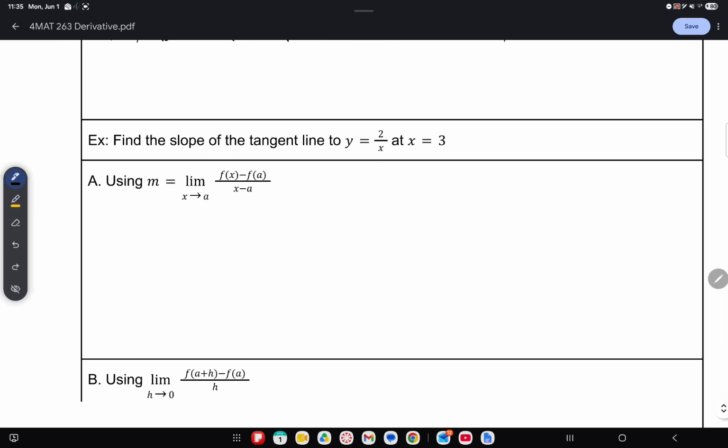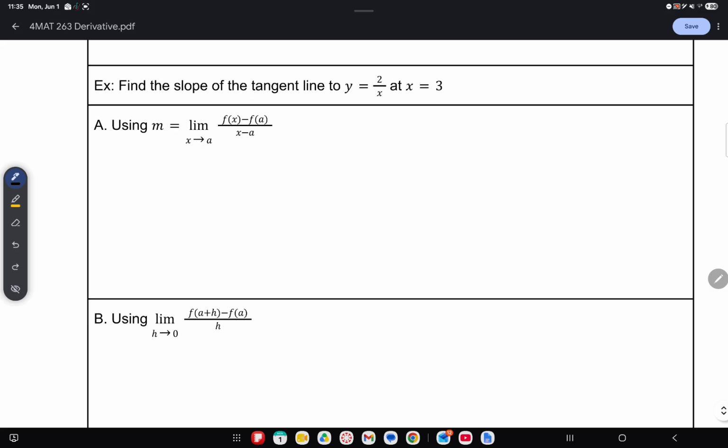Let's try again with another function. Okay. So we have the limit as x approaches a, which in this case is 3. Then we have the function 2 over x minus, if I substitute 3 in, so that's going to give me 2/3, all over x minus 3. Now if I try a direct substitution for this limit, I'm going to get a 0 as a denominator, which is what I don't want.